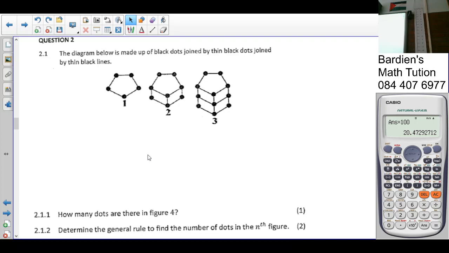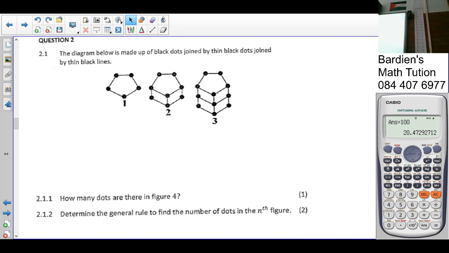Okay, I think they repeated something. But anyway, they want to know in question 1.